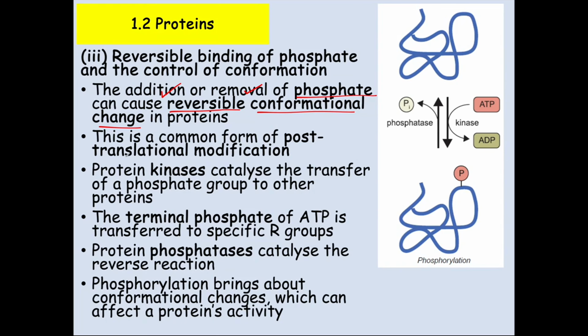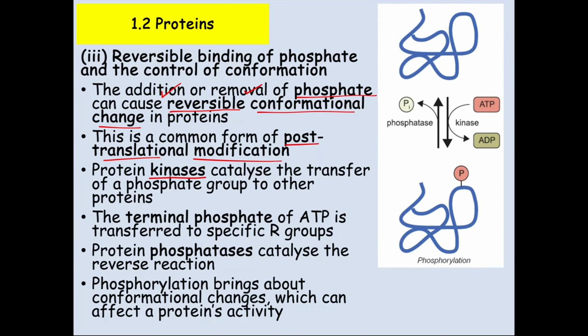Now, this is a form of post-translational modification. Anything that happens after the protein has left the ribosome is an example of post-translational modification. So the addition of this phosphate will come at a later point in the protein's development. Sometimes it's used to activate or inactivate the protein, depending on whether we need it active or deactivated at certain places within the cell in the body. Now, we need to know about two different types of enzymes involved here.